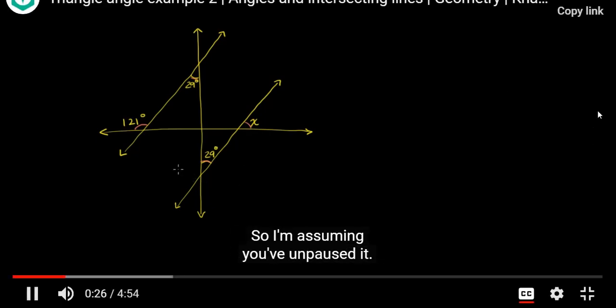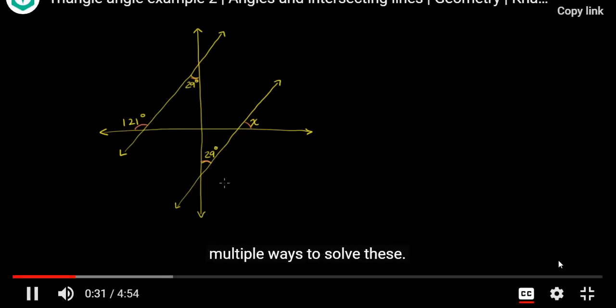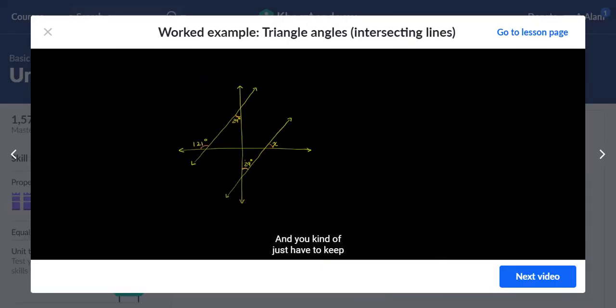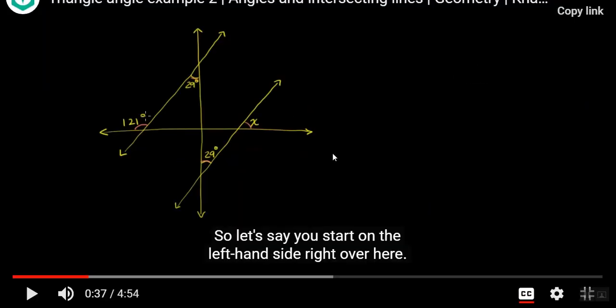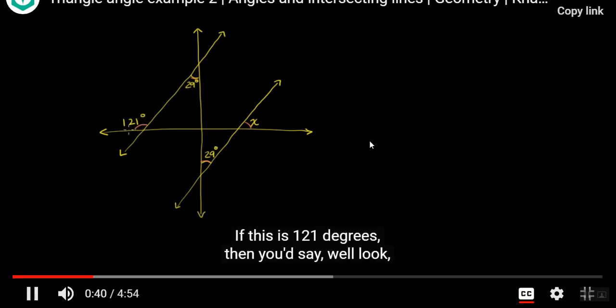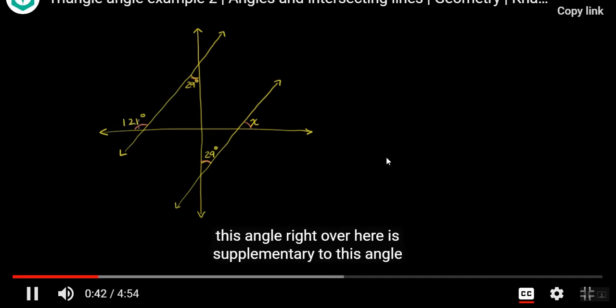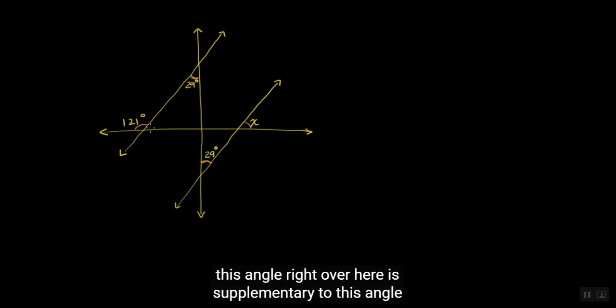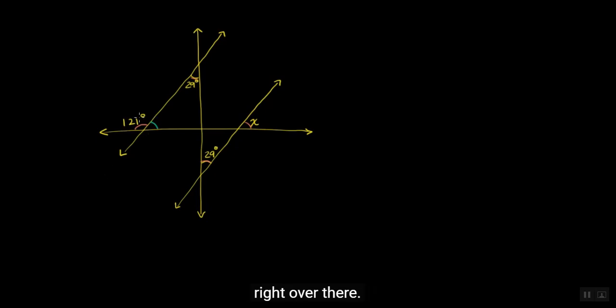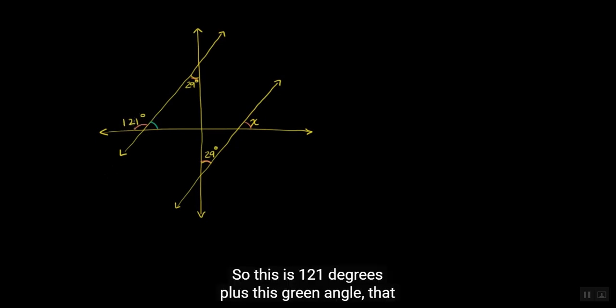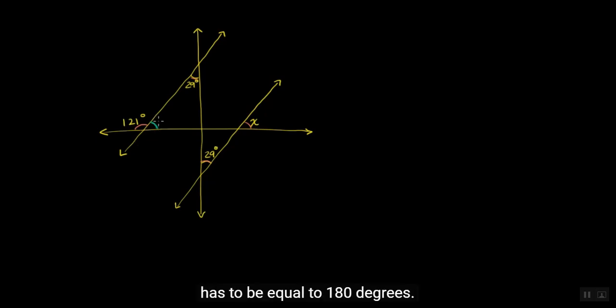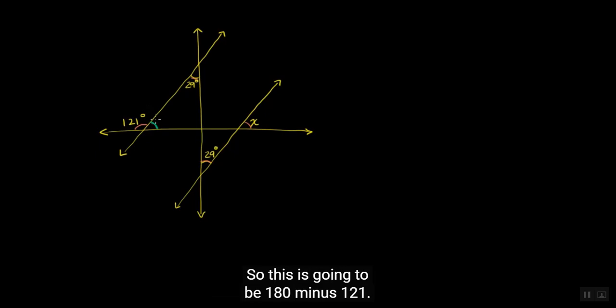So I'm assuming you've unpaused it and you've solved it, or you've given at least a good shot of it. So let's try to do it. What's fun about these is there's multiple ways to solve these, and you kind of just have to keep figuring out what you can figure out. If this is 121 degrees, then you'd say, well, look, this angle right over here is supplementary to this angle right over there. So if this is 121 degrees, 121 degrees plus this green angle has to be equal to 180 degrees. So this is going to be 180 minus 121.